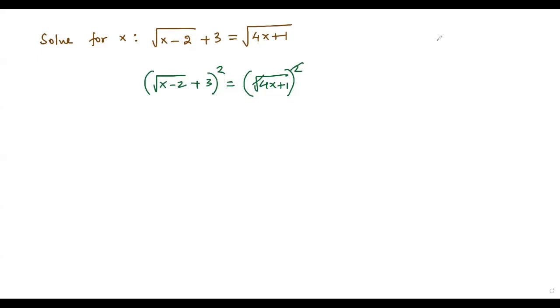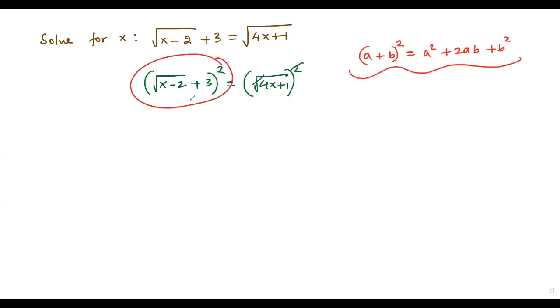Actually, this is in the form of (a + b) the whole square. In algebra we have an identity: the expansion of the square of this binomial is a square + 2ab + b square. We can use this algebraic identity to expand the square of this binomial, because this is one term, this is another term, two terms in addition, so it's a binomial and we have a square.